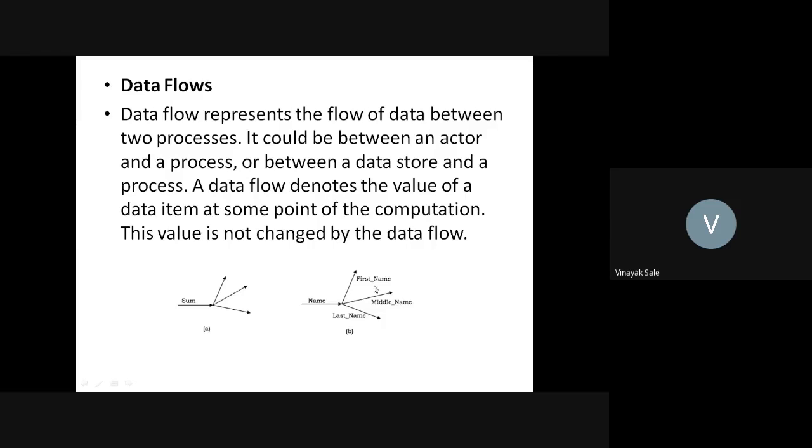So there are two figures. In the first figure I want to calculate the sum of some numbers. Suppose I have taken three numbers, and I want to calculate the sum of these three numbers. So this sum is an aggregation of these numbers, number A, number B, number C. These are parts of this sum.